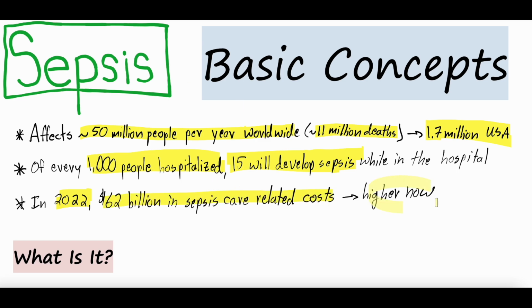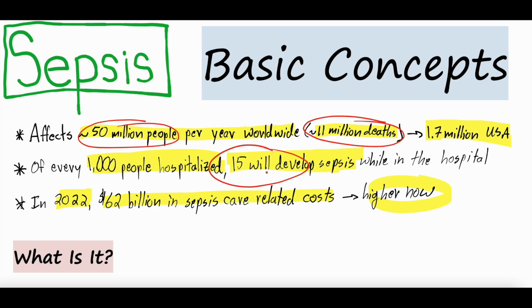And that was in 2022, so it's most likely higher now. So as you can see just from these brief numbers, right, it affects tons of people. Unfortunately, many people die from it. If you're hospitalized for something else, you have a risk of developing it while you're hospitalized, and then it costs billions and billions and billions of dollars every single year.